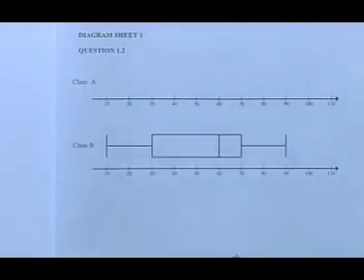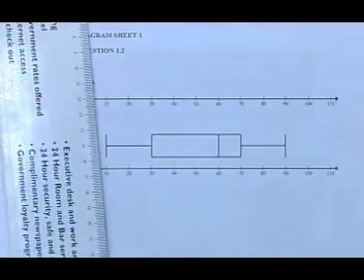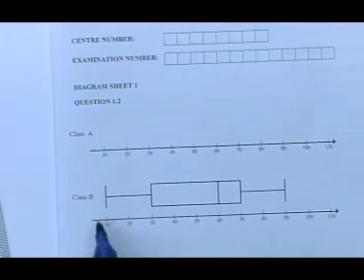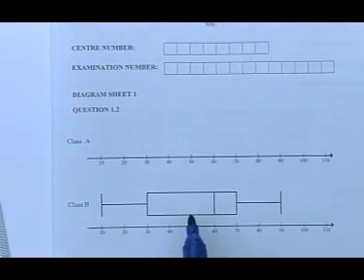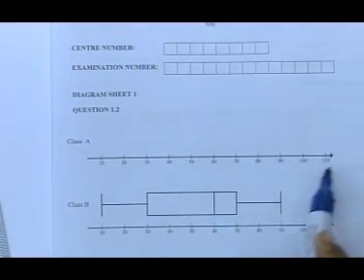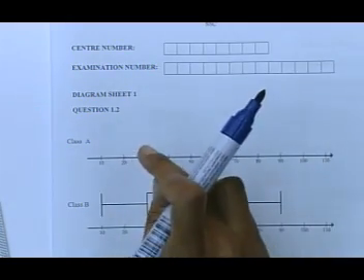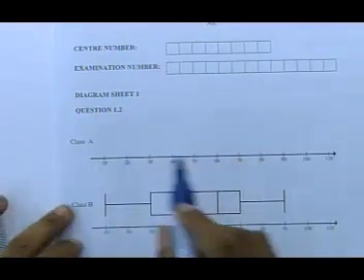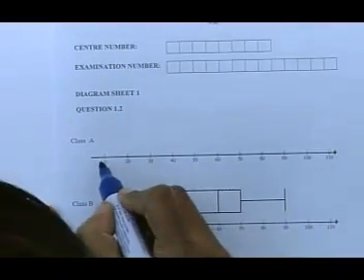Okay, so I get my ruler and I'm about to sketch my box and whisker diagram. Remember now, this box and whisker diagram was given to you. We are now going to sketch the box and whisker diagram for Class A. I need my minimum score. Do you remember what the minimum score was? The minimum score was 9. So I'm going to put down 9 here. This is 10.